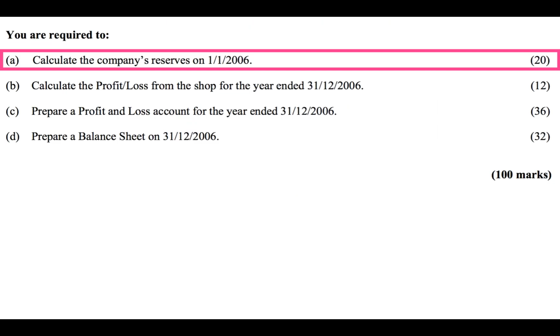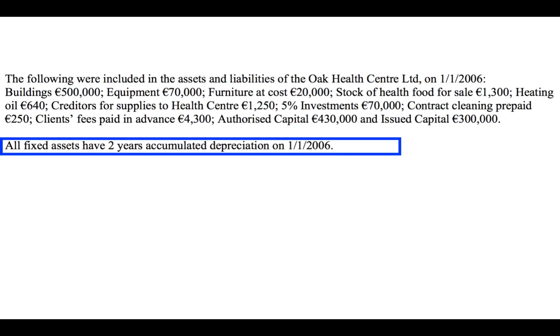So first part A, calculate the company's reserves on the 1st of 1st 2006. All this is totaling up the sum of all of the assets on the 1st of the 1st 2006 and taking away the sum of the liabilities on the 1st of the 1st 2006. So if we look at the start of the question, it tells us that the following were included in the assets and liabilities of Oak Health Centre Limited on the 1st of 1st 2006.